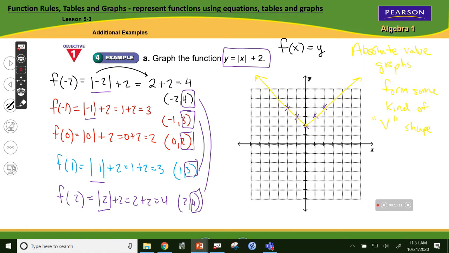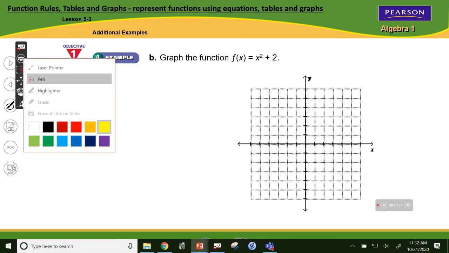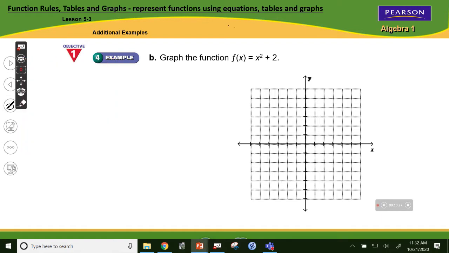Cool? Cool. So this is our last one for this section, and this one wants us to do the same, but it's a different type of function. So we've had linear functions in the first two, we had an absolute value function in the third one, and now we have what's called a quadratic function. So this is called a quadratic function because it's got a power of 2 for its highest exponent. Highest exponent is the power of 2.